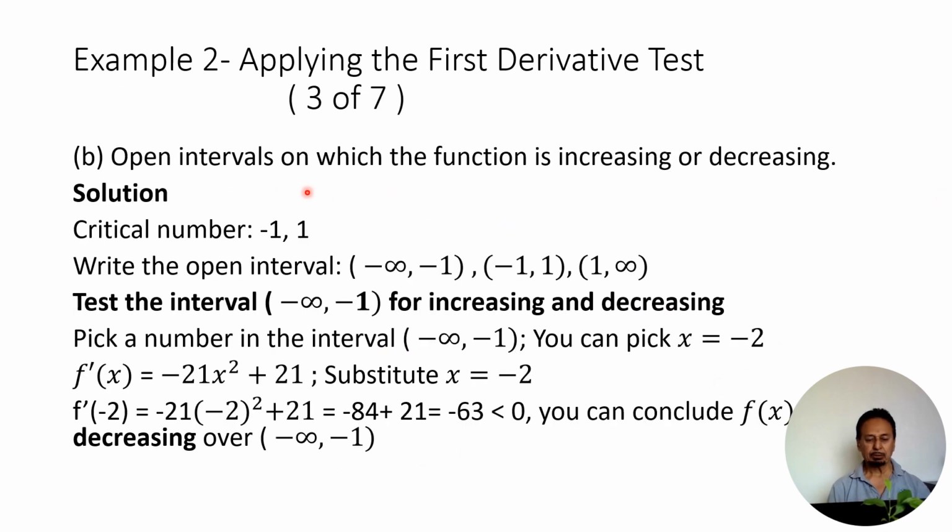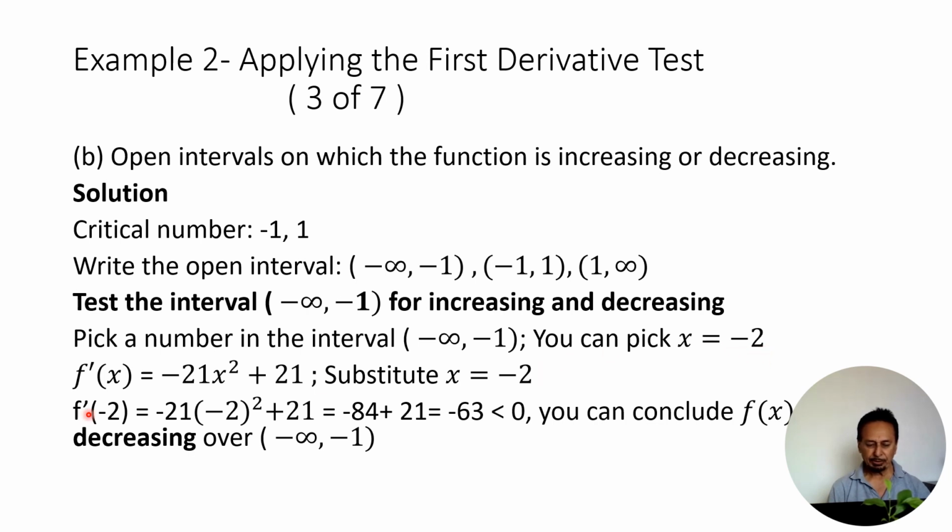Now we write the open intervals on which the function is increasing or decreasing. So these are the critical numbers, negative 1 and 1. So we write the open intervals, minus infinity to minus 1, minus 1 to 1, and 1 to infinity. So we test each of these intervals. Let's test the first interval, negative infinity to minus 1, for increasing and decreasing. Pick a number in the interval; you can pick x equal to negative 2.